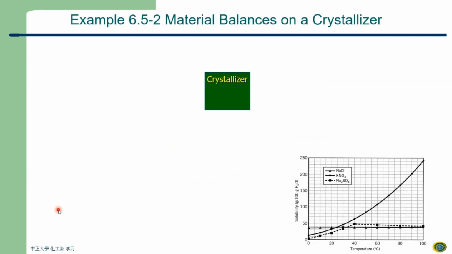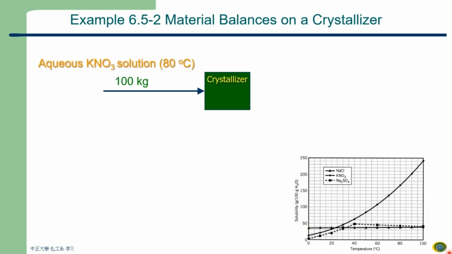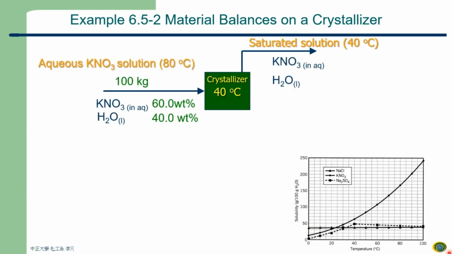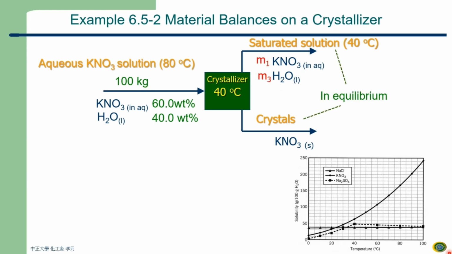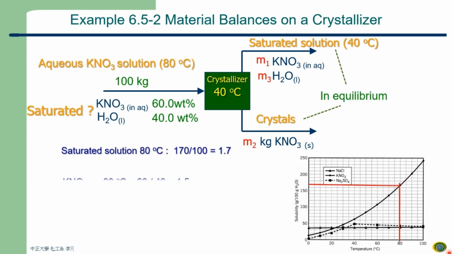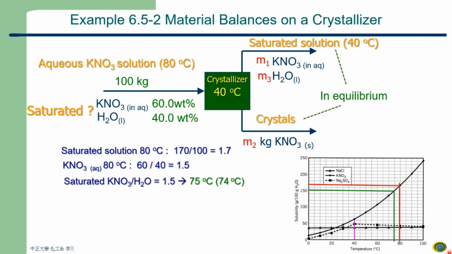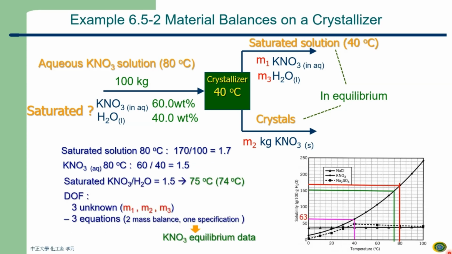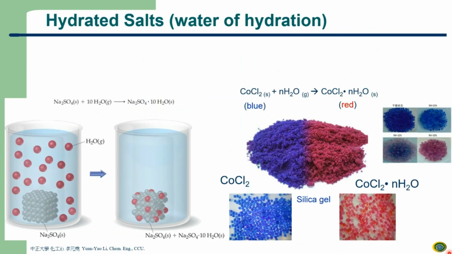Right, and in this case, I just want to tell you that this is potassium nitrate. I don't want to waste your time, so I will skip this example. Right, so the hydrated salt is like this. This is cobalt chloride. Without water, this is blue. But with water, it becomes red.